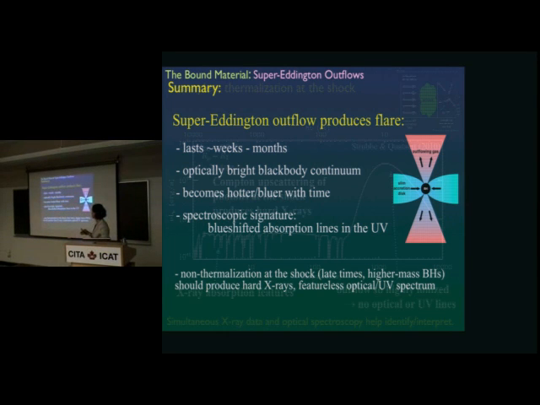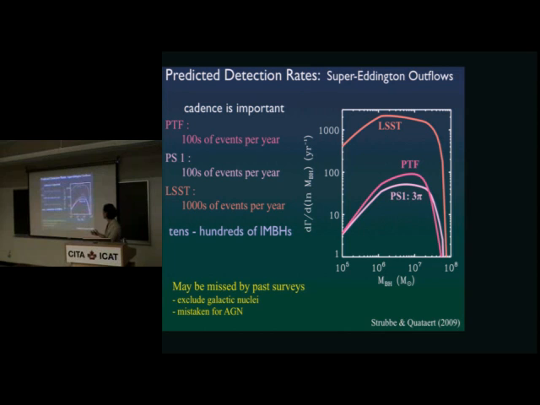So then what we did is compare the results for our outflow model with the parameters for these upcoming and currently operating transient surveys to predict what the detection rates for these transient surveys are going to be.